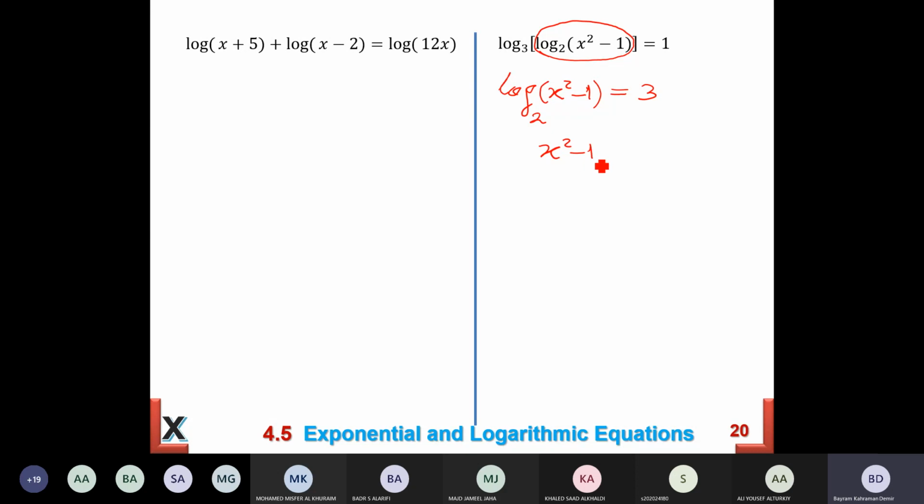X squared minus 1 equals 2 to the power of 3, which is 8. So x squared is 9. So x will be equal to positive or negative 3. All right. So let me see, guys, if you have any question.